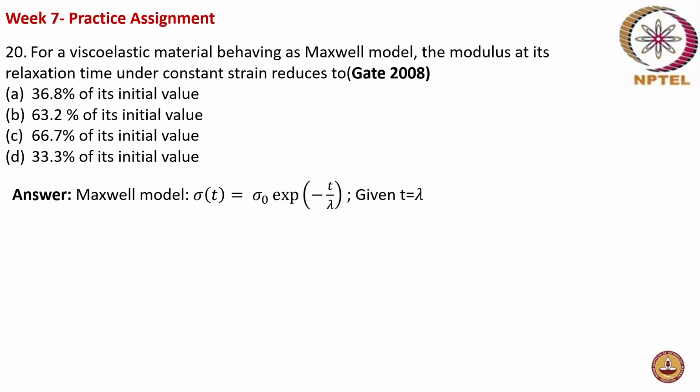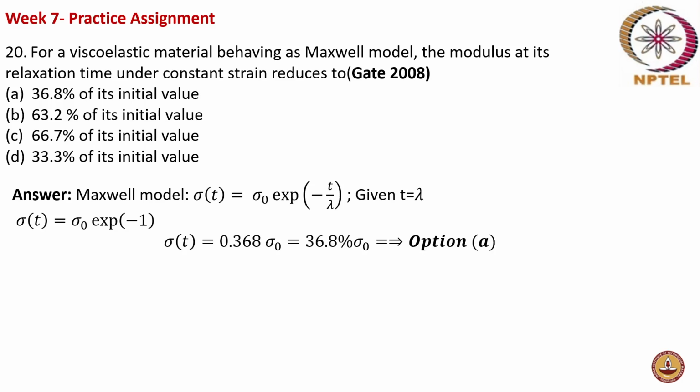Your Maxwell model expression is sigma of t is equal to sigma naught into exponential of minus t by tau. Here they have asked for the modulus at its relaxation time, which means t is nothing but your relaxation time, so t is equal to lambda. So sigma of t is equal to sigma naught into exponential of minus lambda by lambda, that is exponential of minus 1, so sigma of t is equal to 0.368 into sigma naught. That means your modulus reduces to 36.8% of its initial value, which is nothing but your option A.